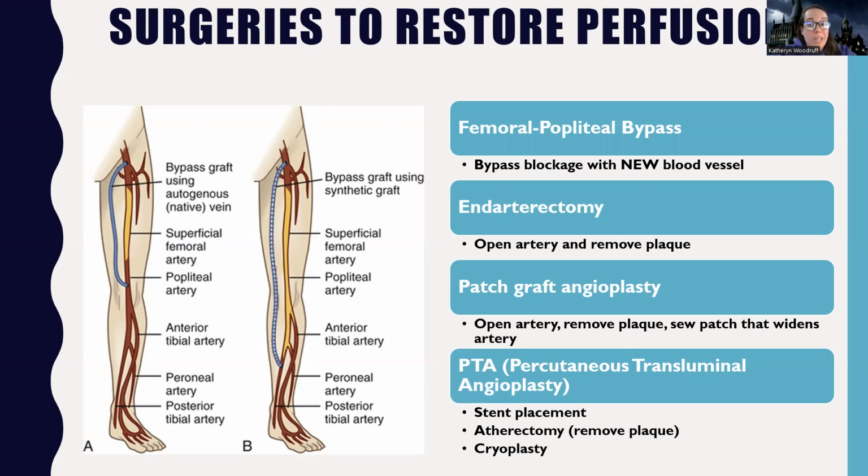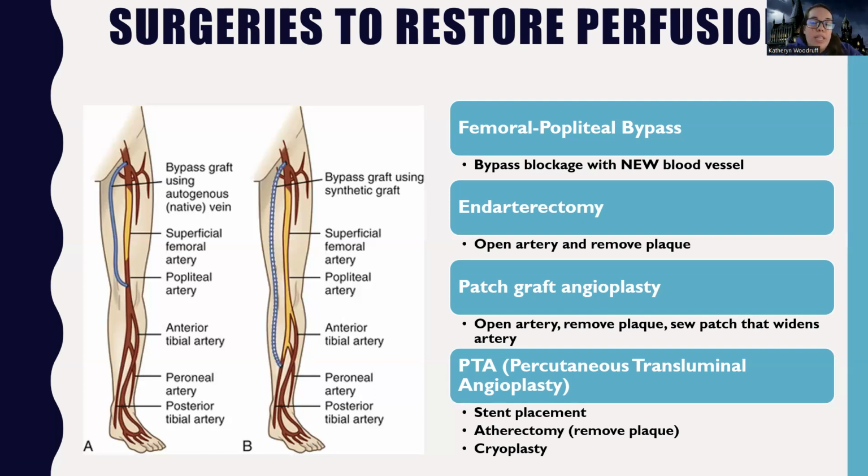Other options, since this is a plaque problem, is we can do similar things like we do for CAD, where we can go in and scrape away plaques. We open the artery and remove the plaque. It's what's called an endarterectomy. We can also go in and open the artery, remove the plaque, and then sew a patch so that it's wider and there's more space for that artery to have good perfusion, or good flow. They pretty much put a patch to allow for a greater stretch of that artery so that the flow is improved.